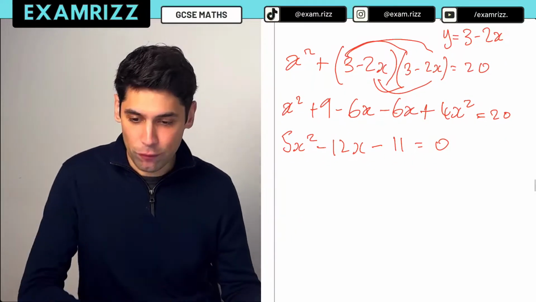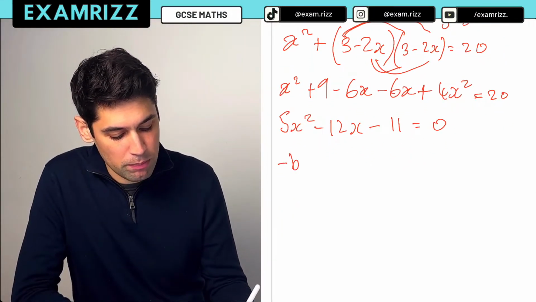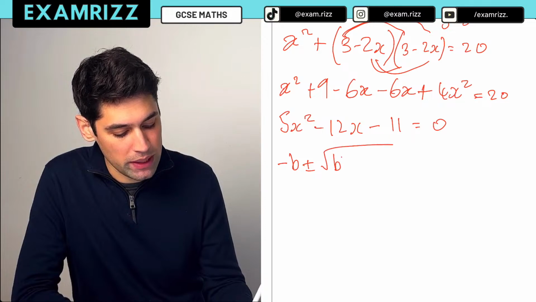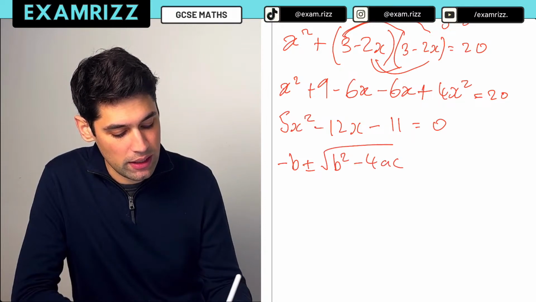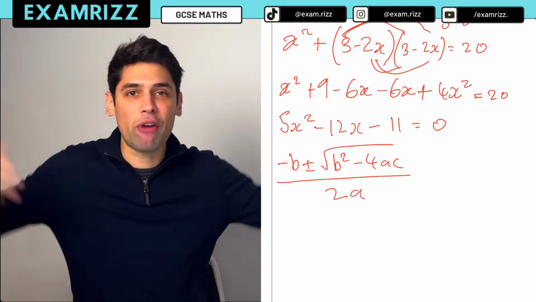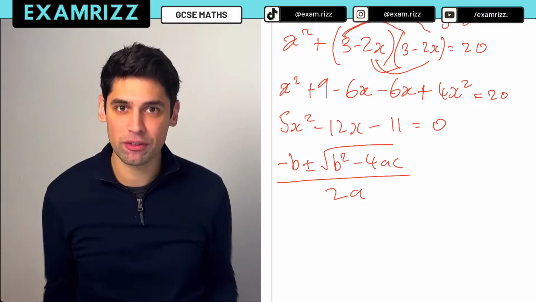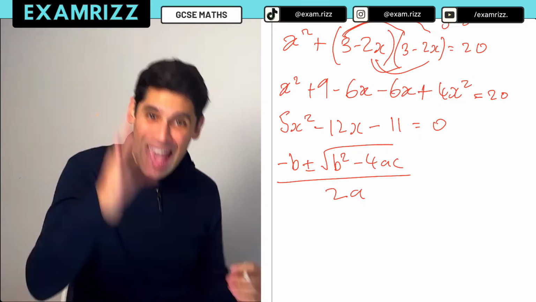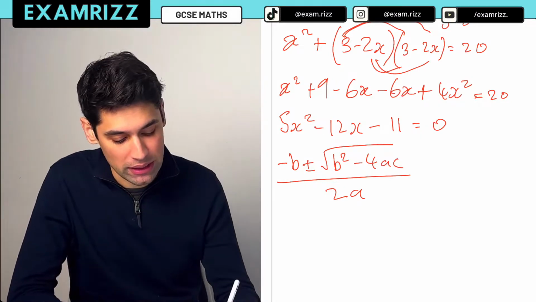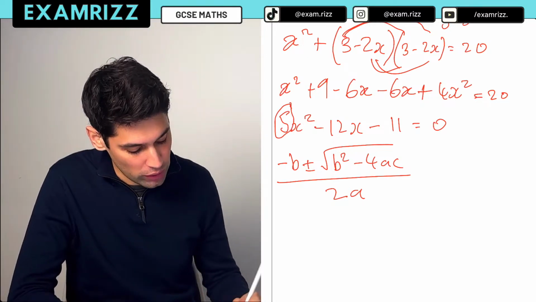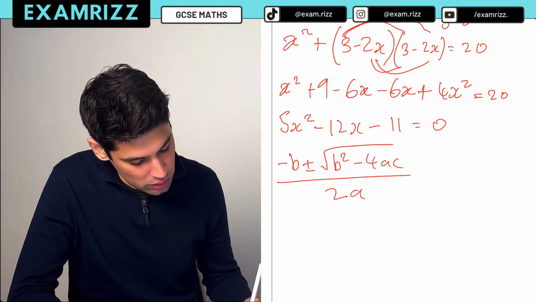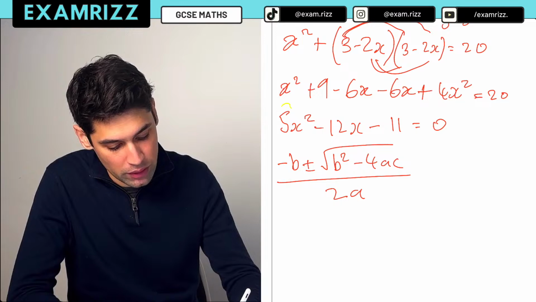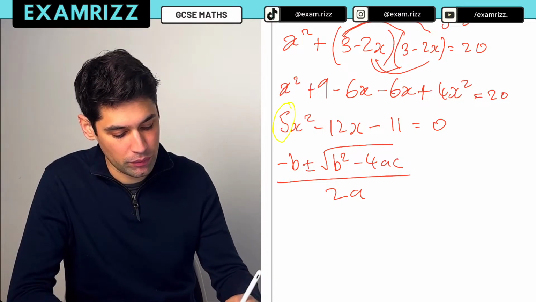So, like I said, the formula is minus b plus or minus the square root of b squared minus 4ac over 2a. But what are a, b, and c? We need to figure that out first. A is the coefficient of x squared. So in this case, a is 5. I'm going to do this in a different color because I think it's going to be more fun. A is going to be 5.